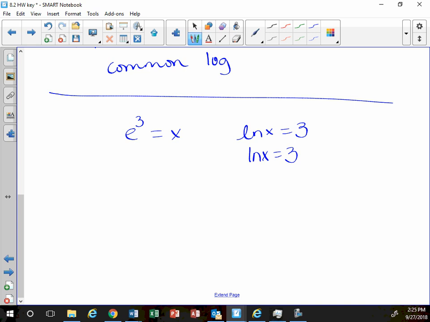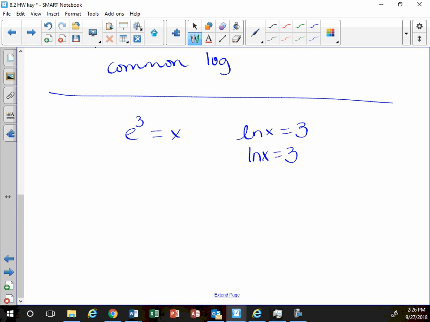If it's a log without a base written, that is base 10. This is natural log. What is the only base that we ever have with natural log? What's the base over here? E. Isn't that an e? So ln and e are the same thing.